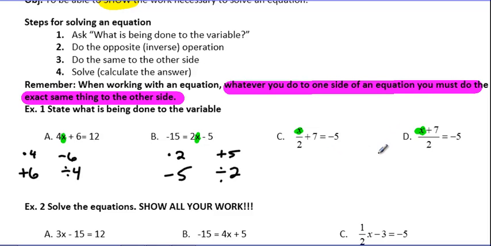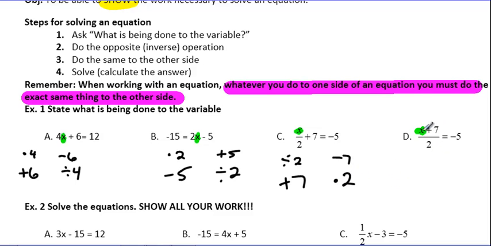Now C and D, you'll look at them and notice they look very similar. They both include division by 2. They both include a plus 7. They're both equal to negative 5. But how you read it is actually very different. In the first one, we always read fractions completely first. So I have a top part of a fraction, I have a bottom part of the fraction. I'm going to read this first as x is being divided by 2. Then we're adding 7. So the opposite would be to subtract 7 and multiply by 2.